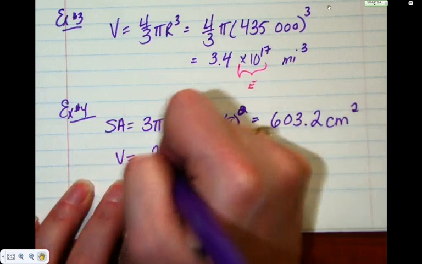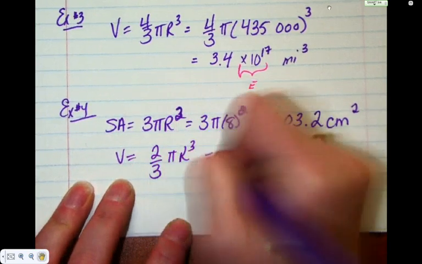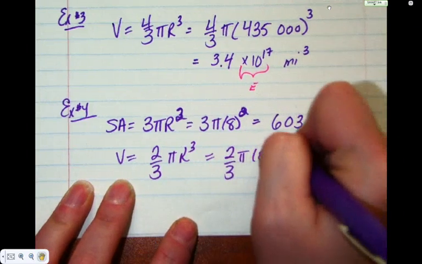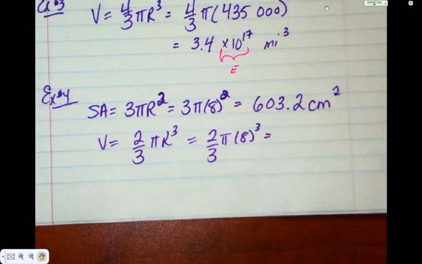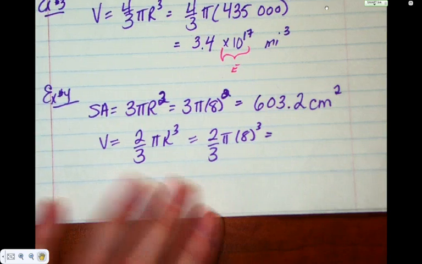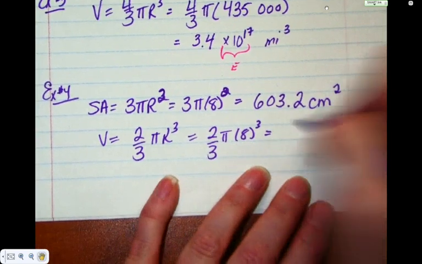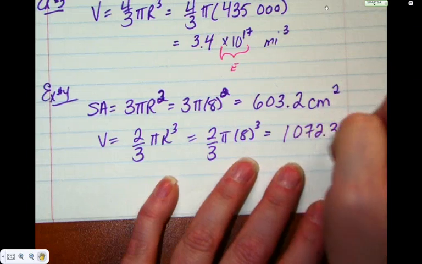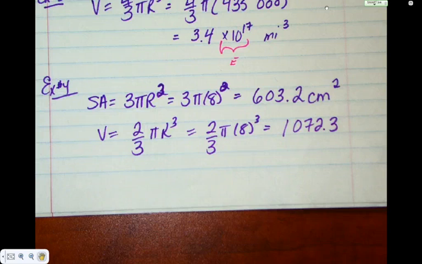Okay. Volume is just half of a regular sphere. Straight up substitution. 1,072.3. Confirm units.